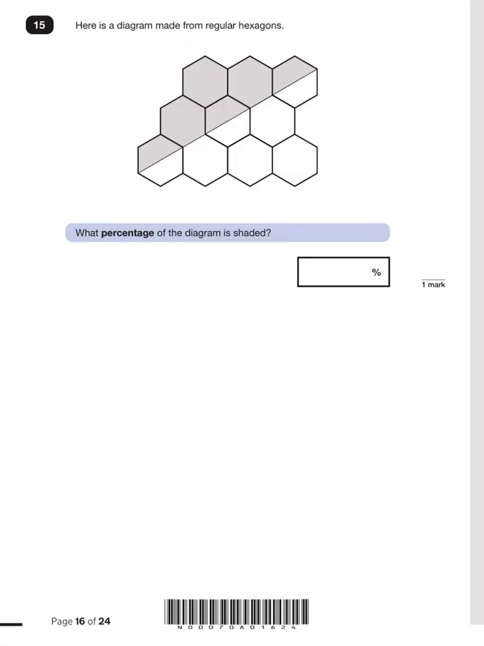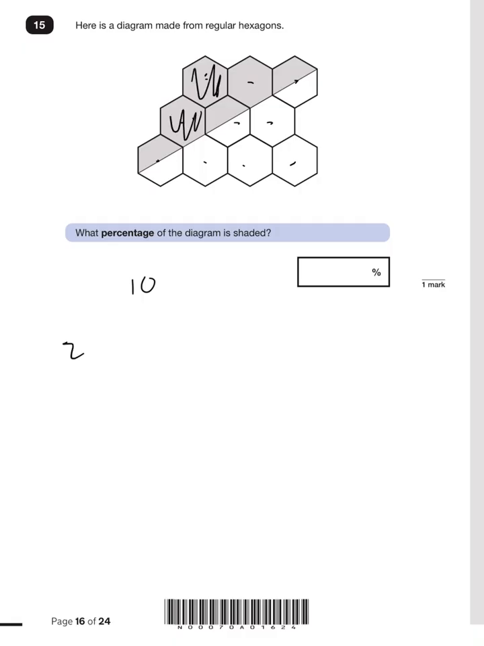Number 15. Here is a diagram made from regular hexagons. What percentage of the diagram is shaded? 1, 2, 3, 4, 5, 6, 7, 8, 9, 10. We've got 10 hexagons. How many hexagons are shaded? We've got 2 full ones.